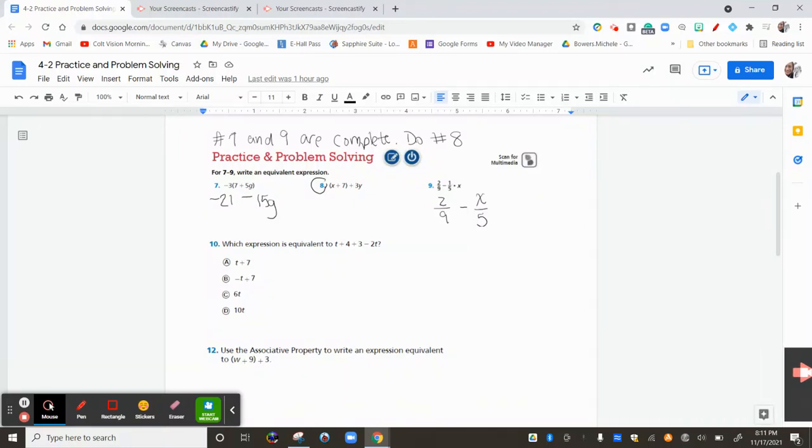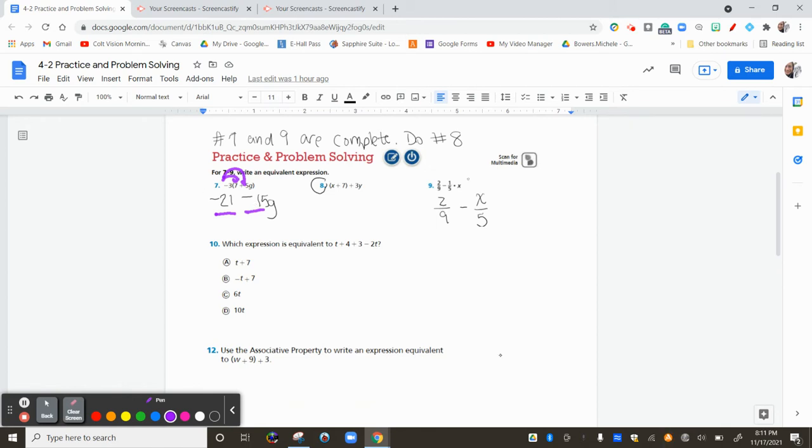Okay, so we're asked to do number 8. Numbers 7 and 9 are done for us. So for number 7, they multiplied -3 times 7 to get -21, and then -3 times 5 is -15g. So that is how they got that equivalent expression.